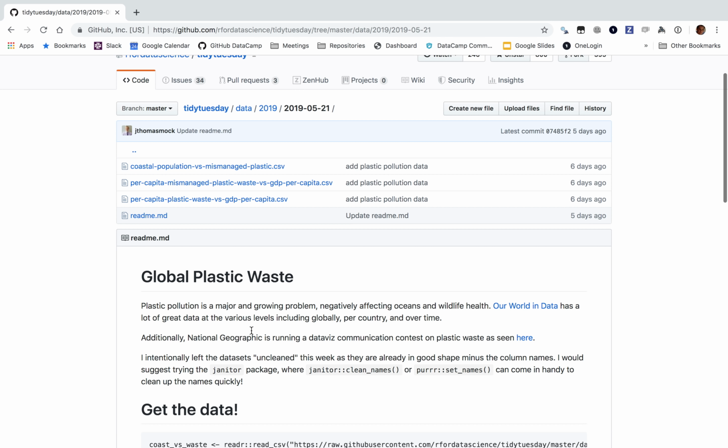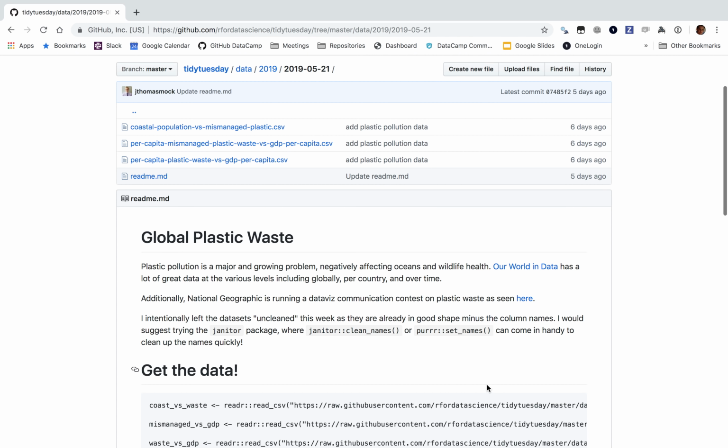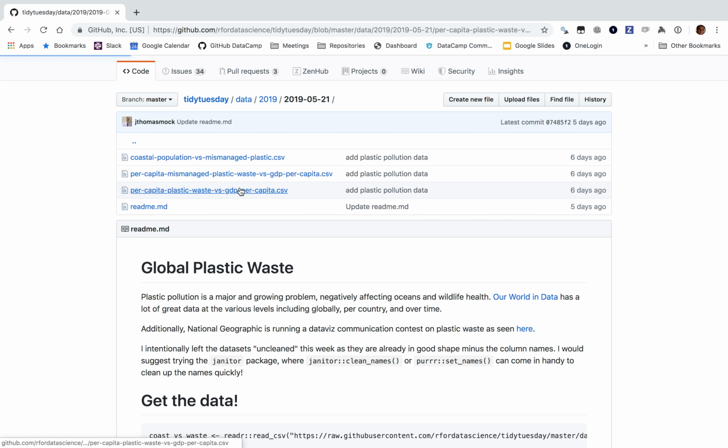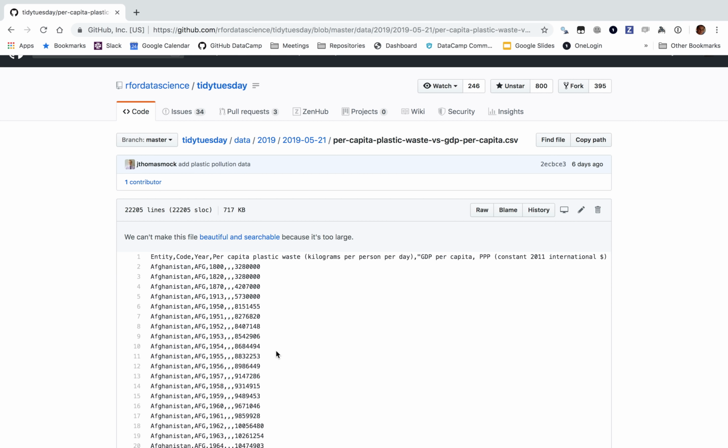One thing that's interesting to me is it says they're already in good shape minus the column names. But does it look like they're in good shape? I really don't see any data over time.